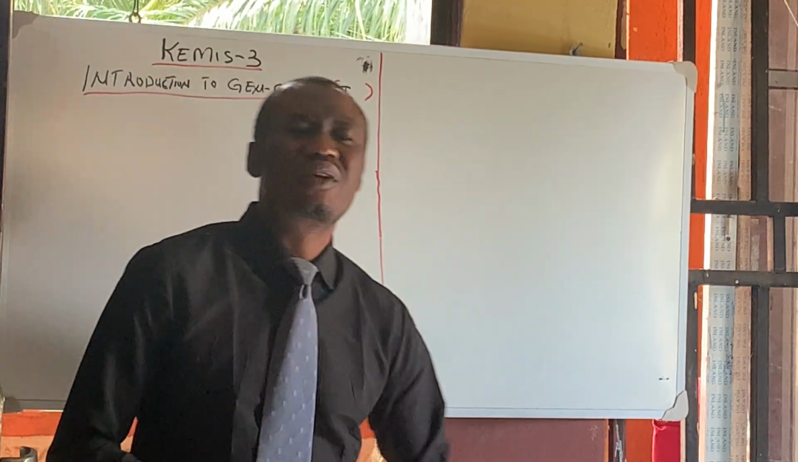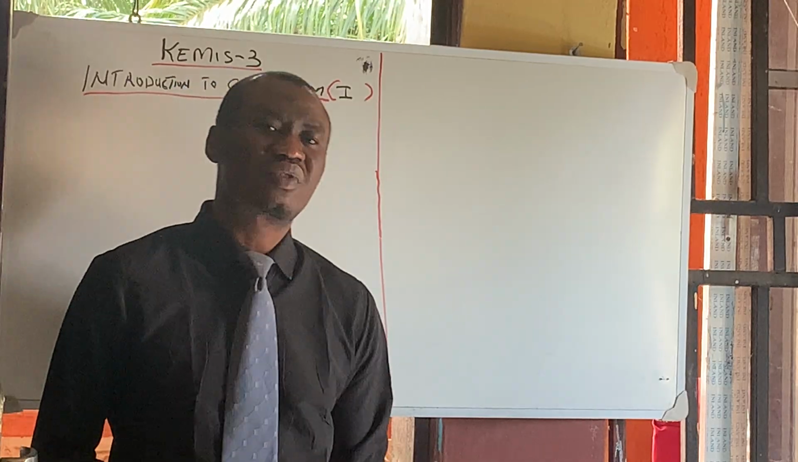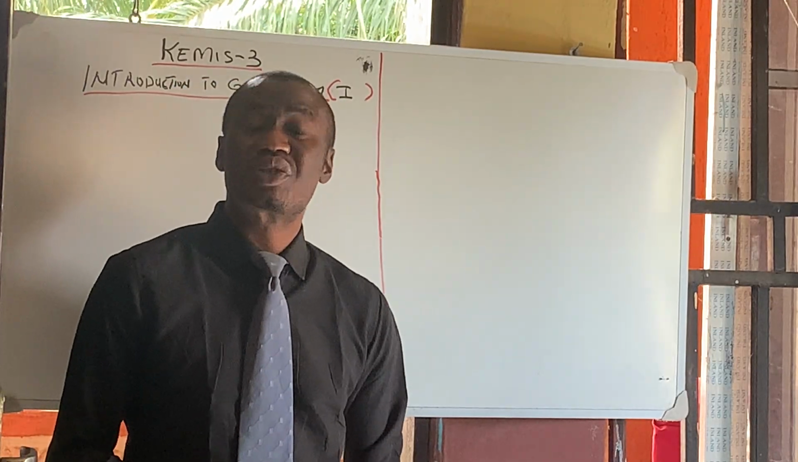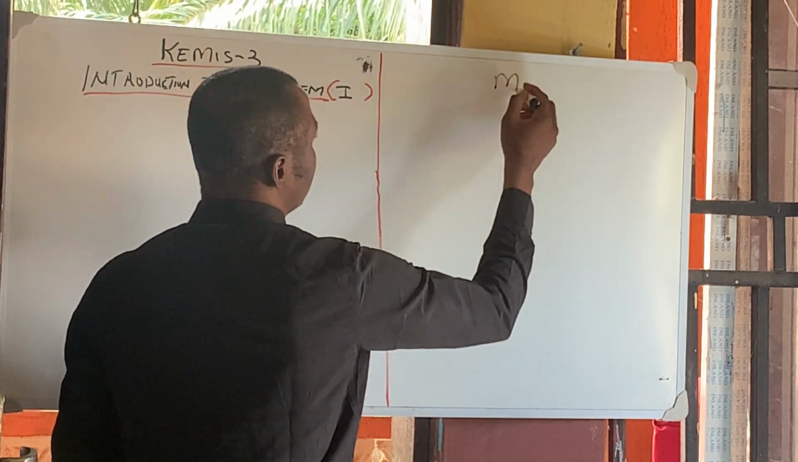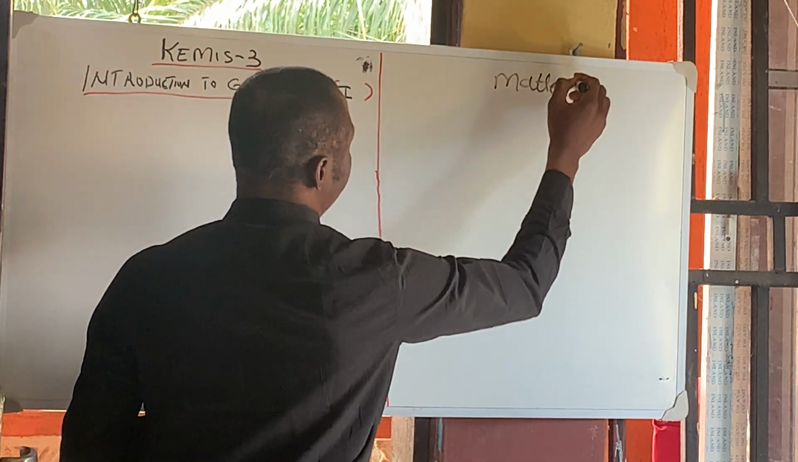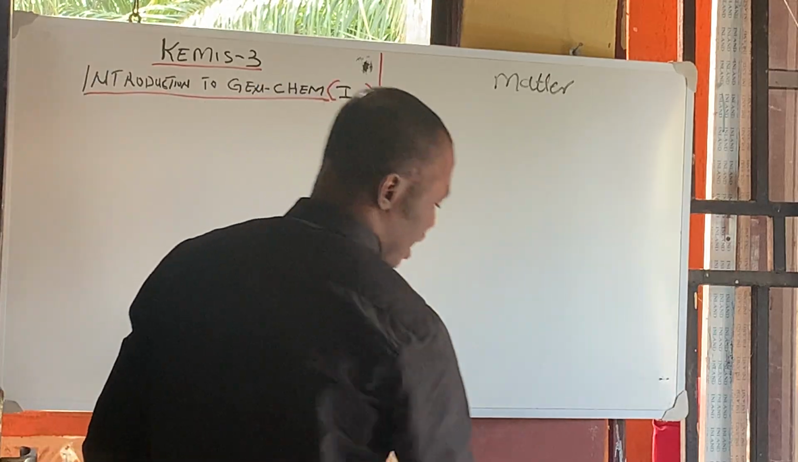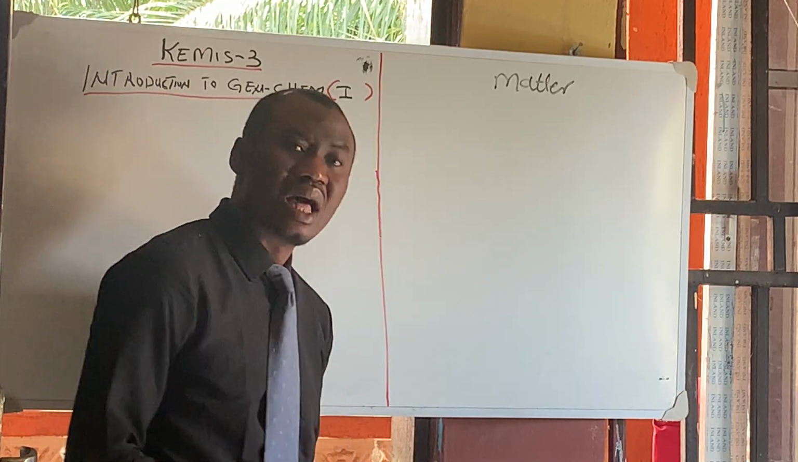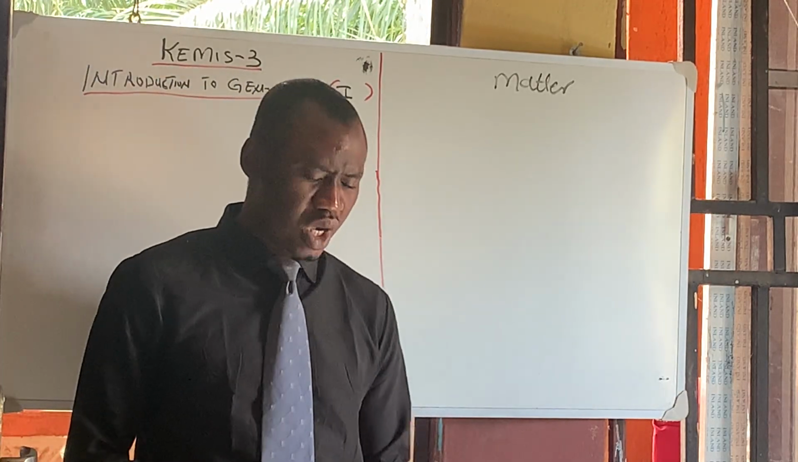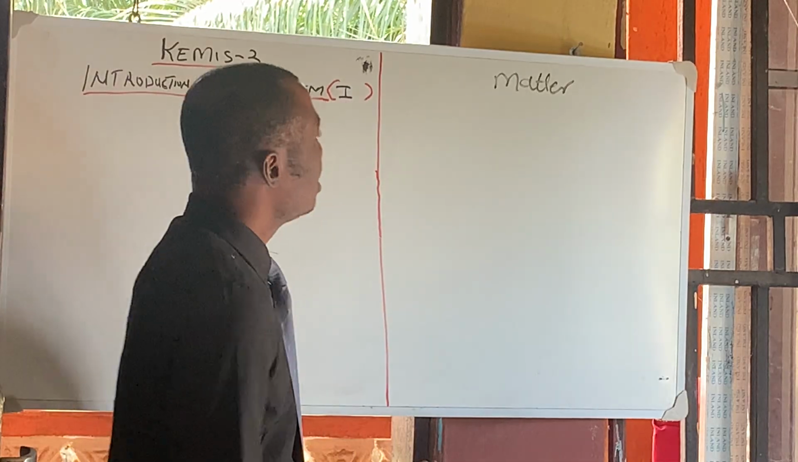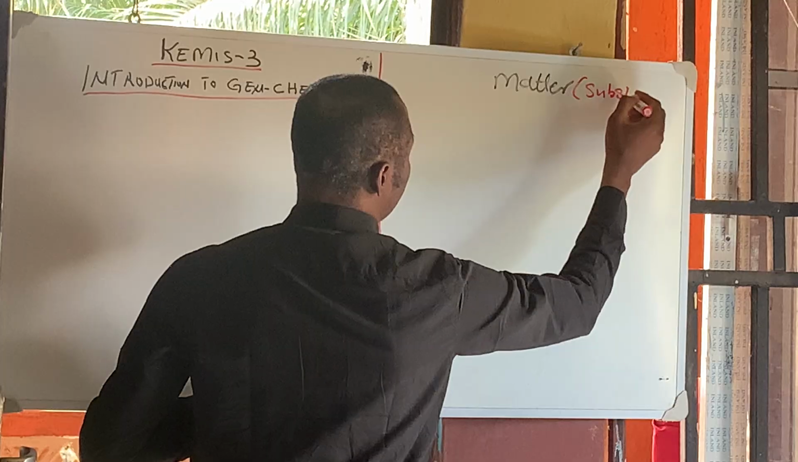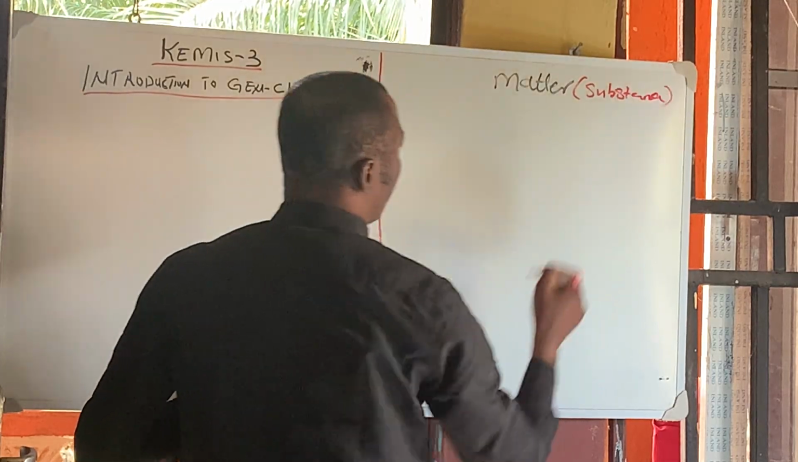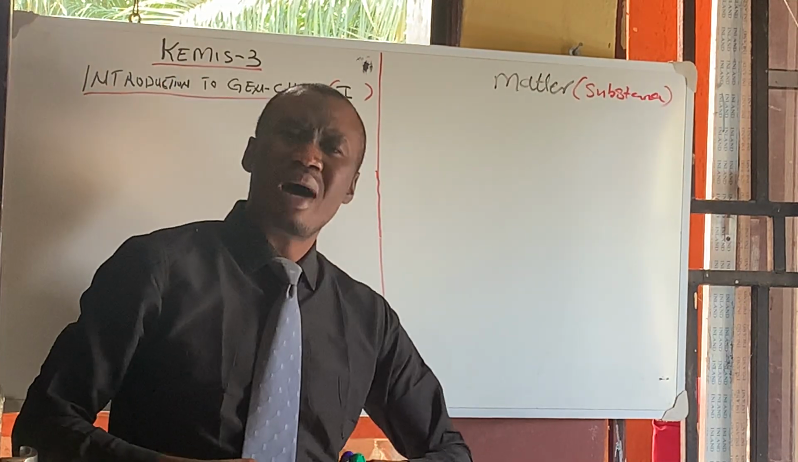Now, we're looking at the definition first of all. What's the definition of chemistry? We can say that chemistry is a science that studies matter. So chemistry is a science that deals with matter. And in chemistry, we call matter substances. So chemistry is a science that deals with substance. In chemistry, we call matter substance.